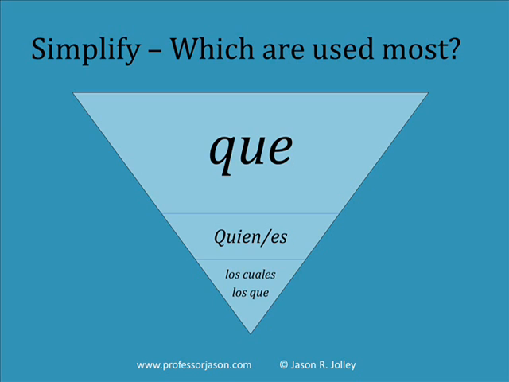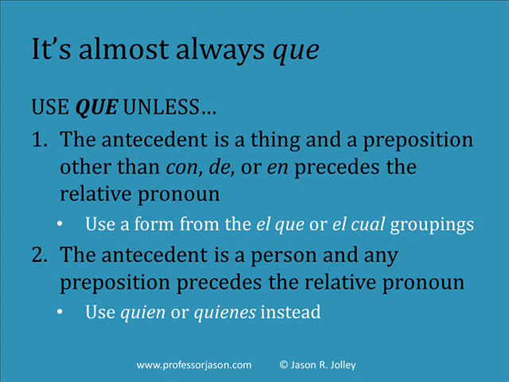In other words, there really is no grammatical imperative that forces us to ever use a form from the el que or el cual groupings. That's usually just a stylistic preference for more formal sounding speech or writing. Again, as this sort of graphic indicates, in almost all cases, it's grammatically sufficient to choose between just que or quien, quienes. In fact, we can take this reductionist approach one step further and say that que works just fine in most cases, in almost all cases.